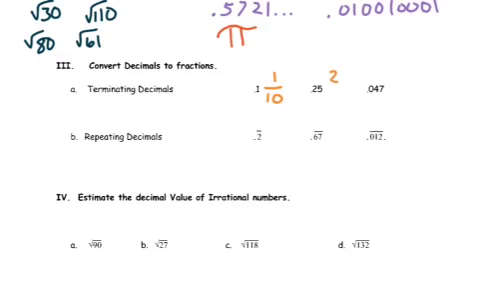0.25 is 25 hundredths. So write that as a fraction. And finally, 47 thousandths is 47/1,000. Okay? Now, repeating decimals.